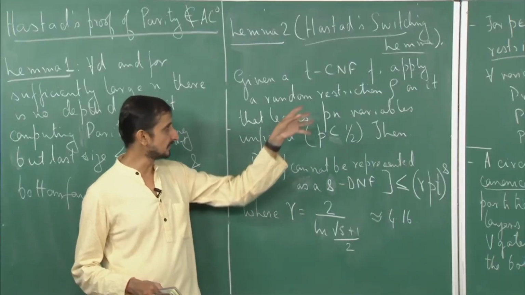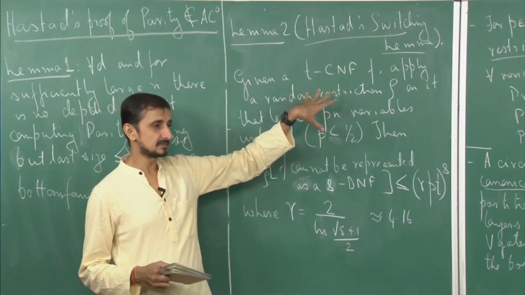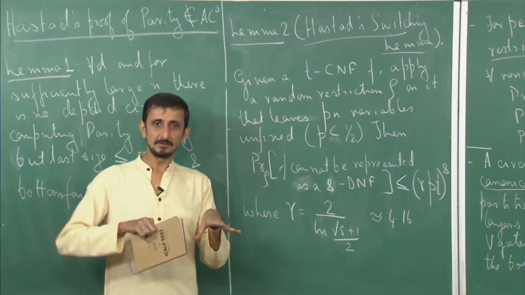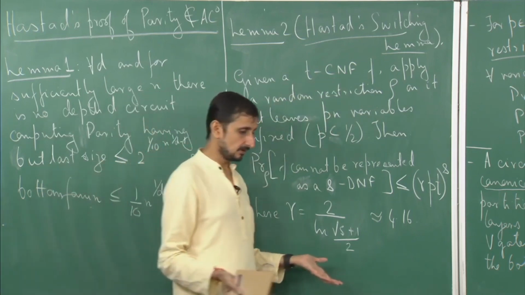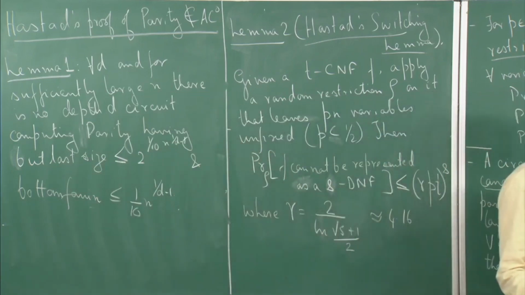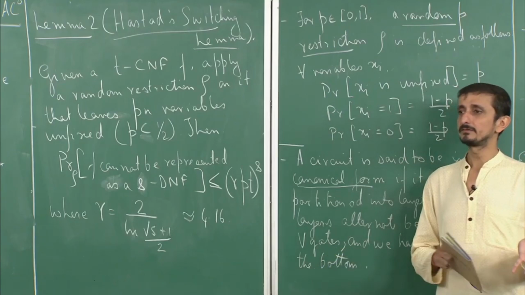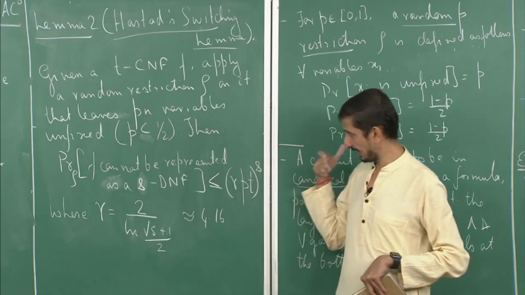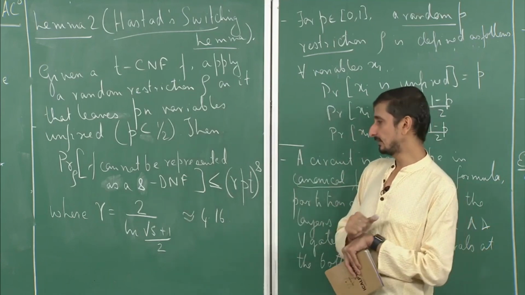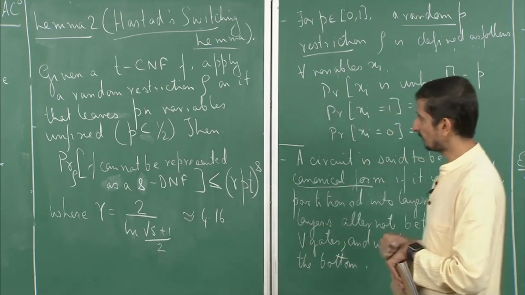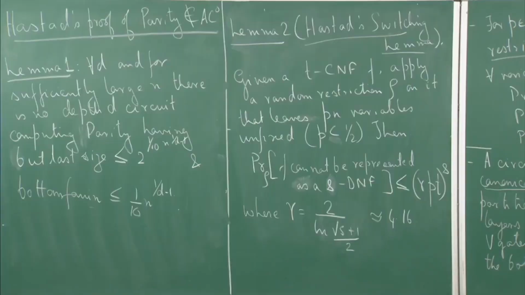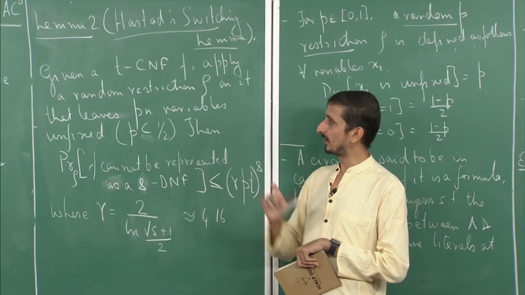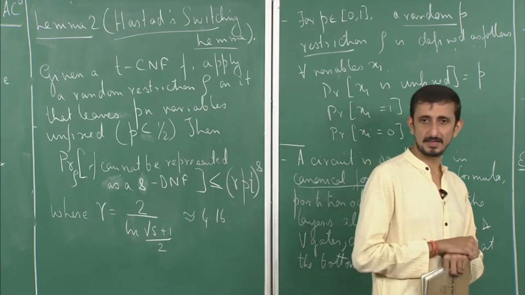So another way of looking at it: if a function is restricted in some sense, because it can be written as a t-CNF it has a restricted form, then we can change the representation of that function into an s-DNF with high probability. We will prove this lemma heavily using Hastad's switching lemma. So this is all the setting, and now for the rest of today's class we will prove lemma 1 using lemma 2. Any questions?